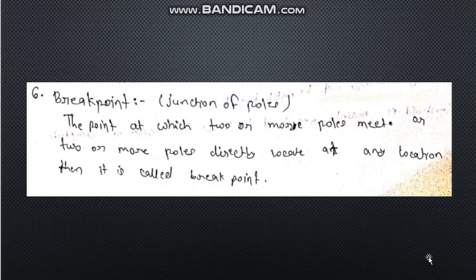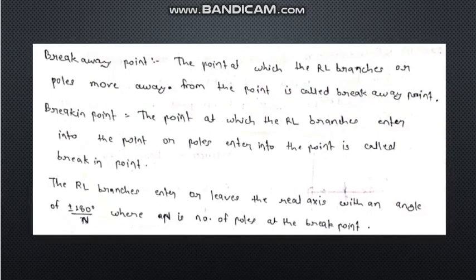breakpoint. Breakpoints are of two types: breakaway, break-in. So what is breakpoint? The point at which two or more poles meet or two or more zeros deviate from that point is called breakpoint. Okay. So how to calculate breakpoint? So breakaway point, break-in point.